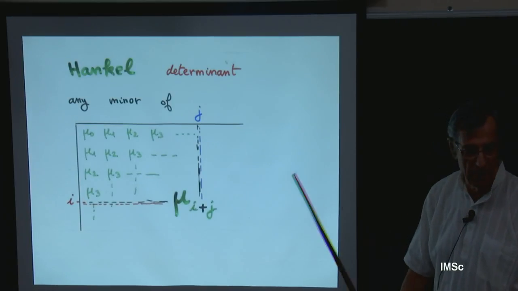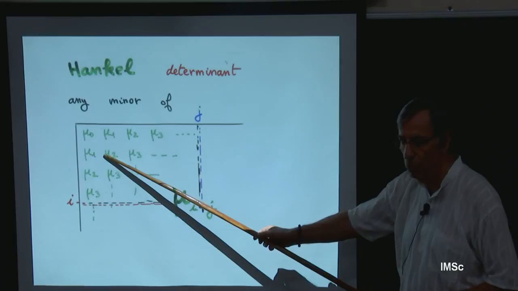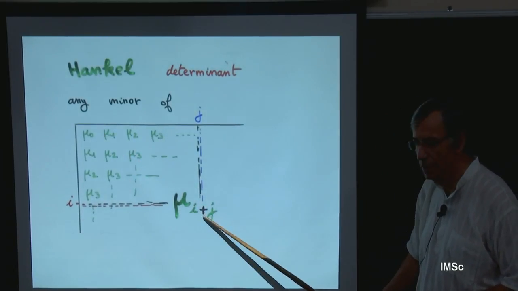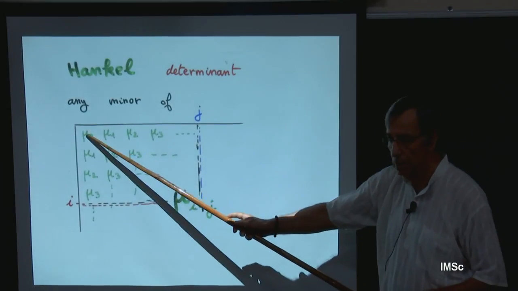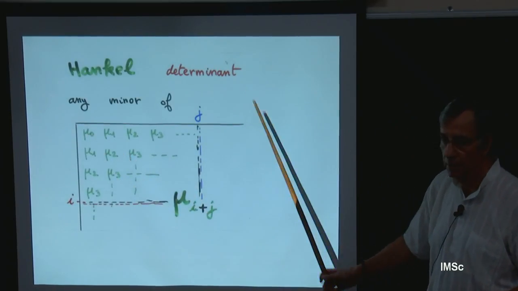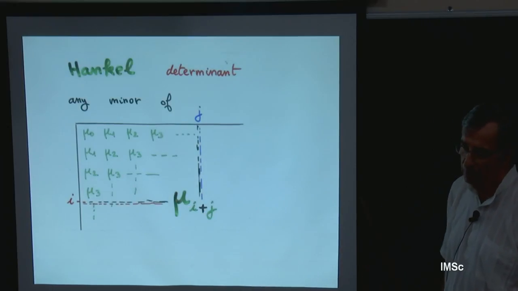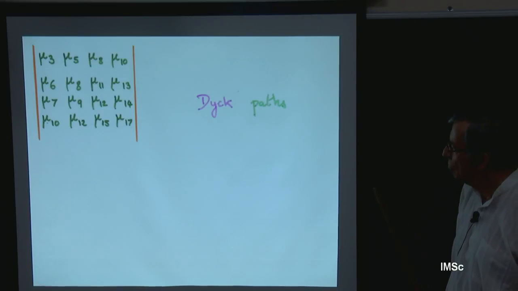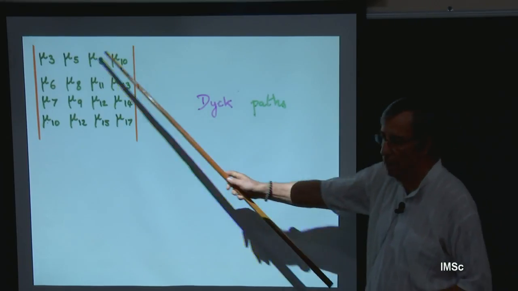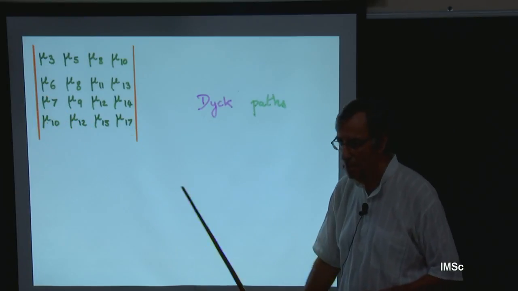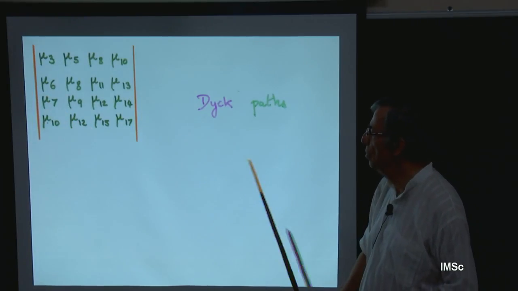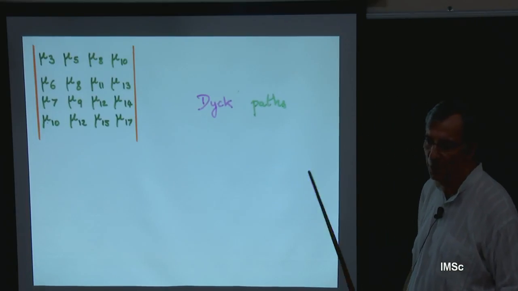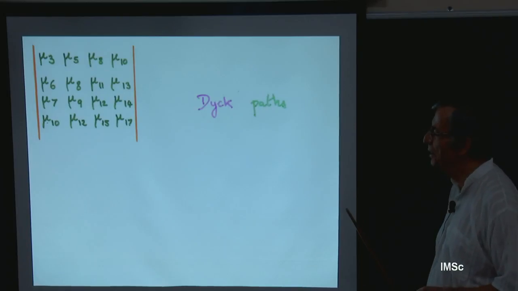So what is a Hankel determinant? The big Hankel matrix is this. You have a sequence mu_n of moments or anything. You take the matrix whose term ij is mu_{i+j}, starting at mu_0. And a Hankel determinant is any minor of this matrix. I claim that I can interpret any Hankel determinant, and there are two cases: if I take Dyck paths with b_k equal to 0, or Motzkin paths where b_k may be non-zero.